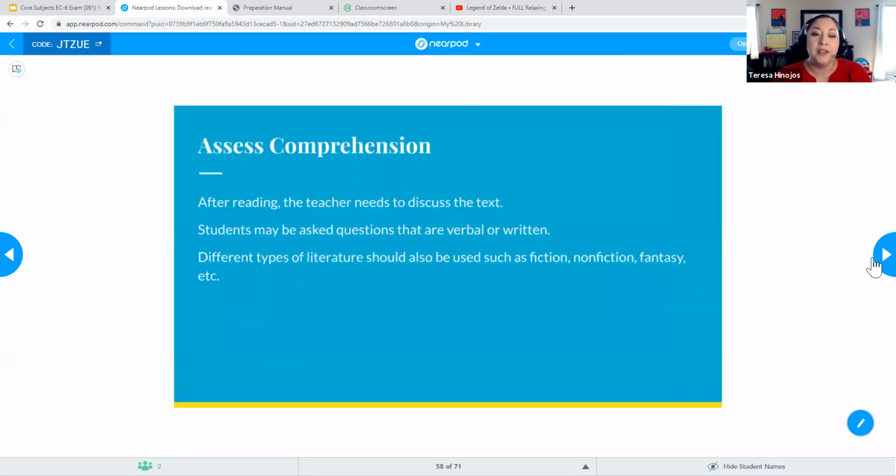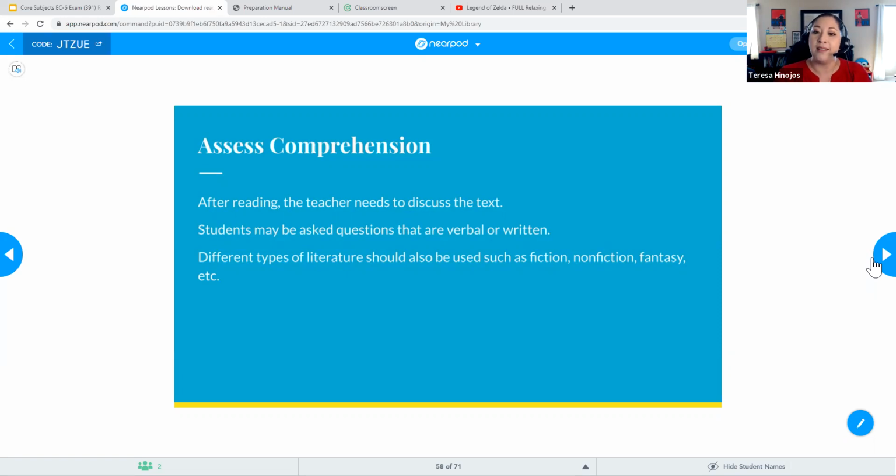And then again, like I mentioned, you're going to make sure that you assess the students. After the reading, the teacher has to talk about it. It's not enough to just say, let's do some pre-reading activities, let's read it, and we're done. After we're done reading it, now let's talk about it. By engaging in that, you're helping the students verbalize what they understood, but it's also helping you see if the students actually understood, and helping you help the students understand. Questions can be verbal or they can be written.